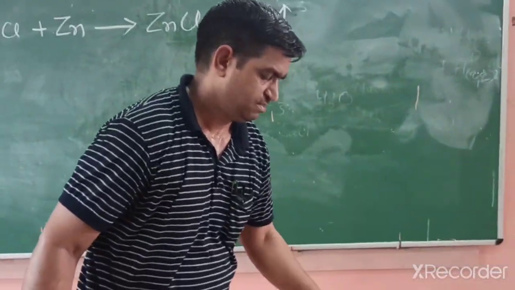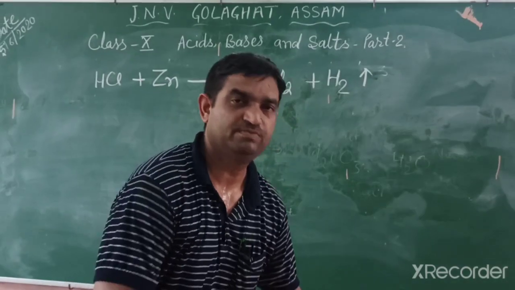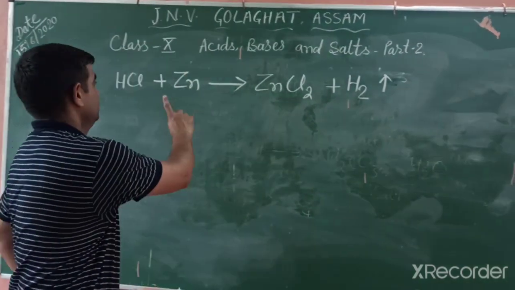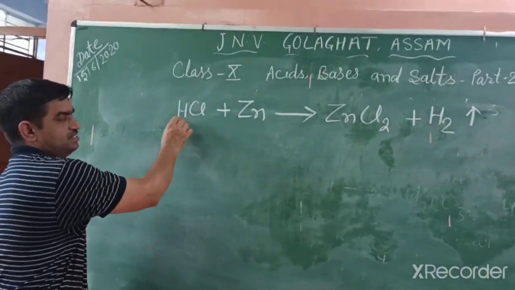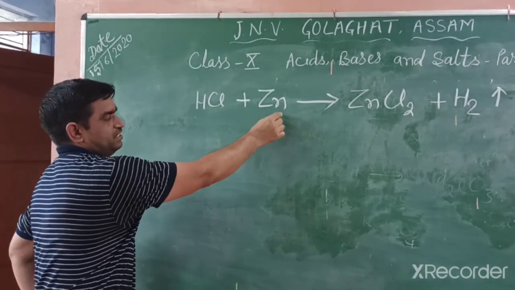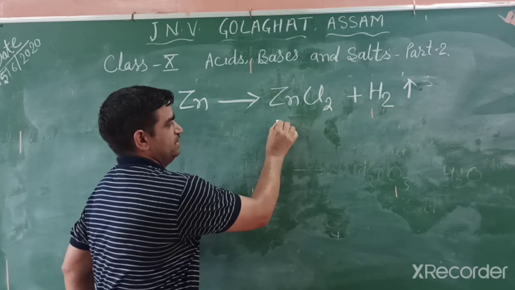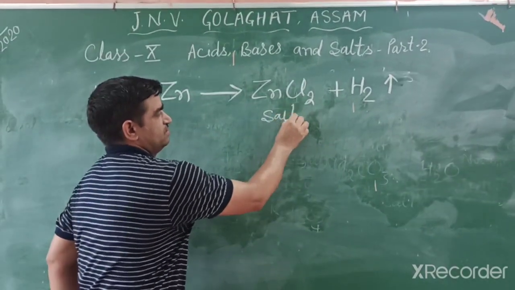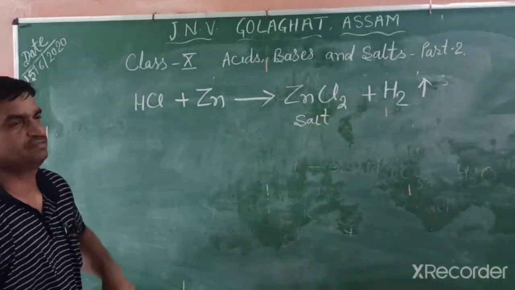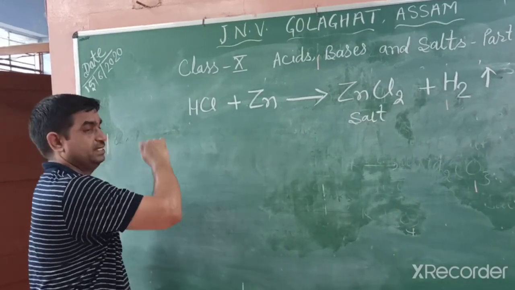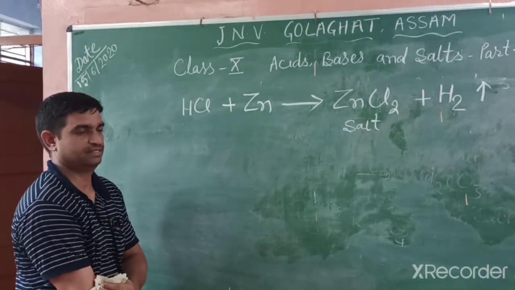And how can we explain the reaction? HCl is known as an acid, and when it reacts with zinc metal, it changes into zinc chloride and hydrogen. This one is a salt. It is a displacement reaction, because the metal displaces hydrogen in this reaction.